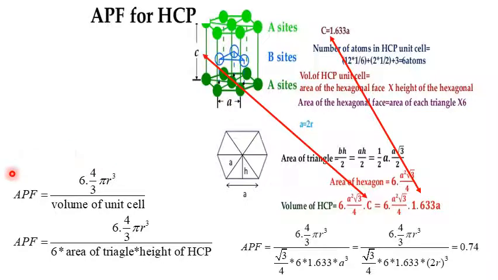Just to have a revision, APF for a hexagonal close packed can be written with the effective number of atoms as 6. So 6 can be calculated as 12 into 1 by 6, 2 into 1 by 2, plus 3. The volume of a unit cell can be calculated as 6 into the area of a triangle into the height of the hexagon. The area can be calculated using the formula half into b into h. So h can be calculated by taking a right angle triangle, and here C by A is given as 1.633. By substituting all these things, expressing A in terms of R, you will get 0.74.